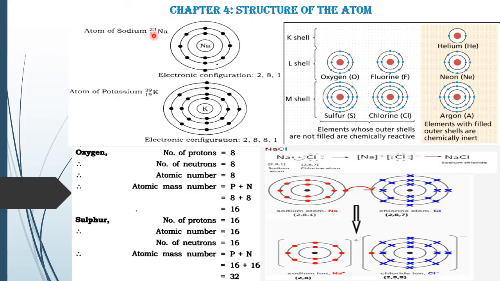This 11 is your atomic number. Now 11 means 2 electrons in the first shell, 8 electrons in the second shell, and in the third shell you have 1 electron. So a total of 11 electrons, that is 2, 8, 1.